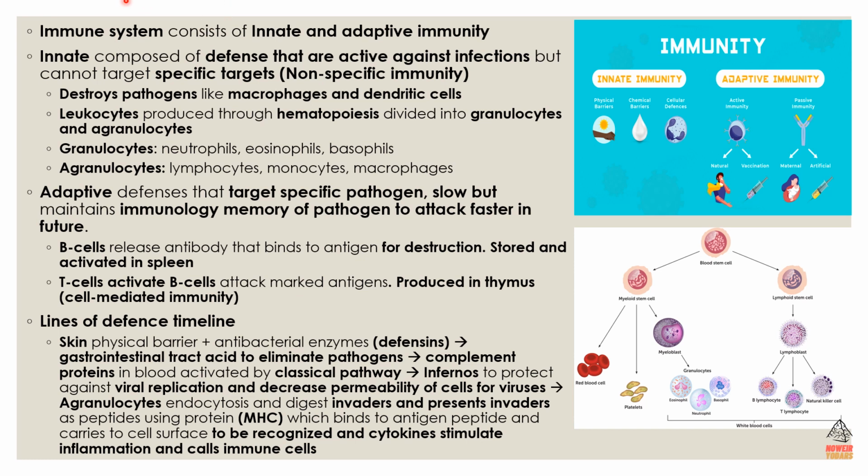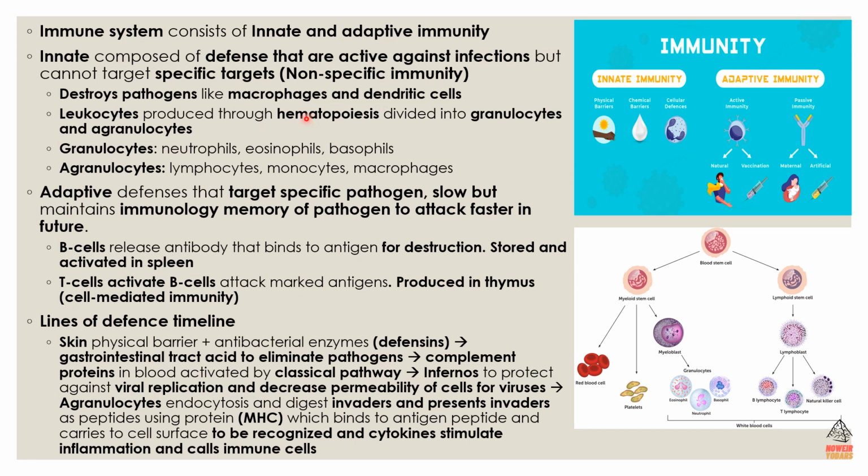So we're going to start with the immune system, the general concept, and it consists of two things, innate and adaptive immunity. So with the innate immunity, it's composed of defense that is active against infections, but it cannot target specific pathogens. That's why it's called the non-specific immunity. So let's say you have a general bacteria enter your body that is not really specific. Maybe you had it before, your body will act on it and then destroy it quickly.